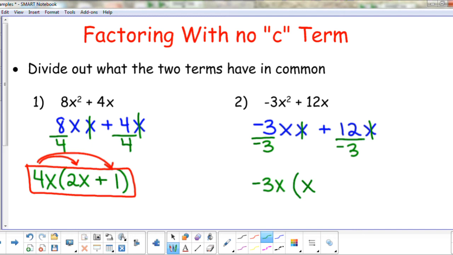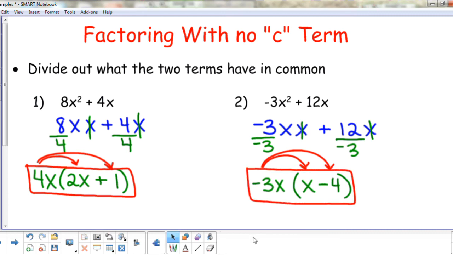So you can either write it as 1x or just as x. It's the same thing. And then 12 divided by negative 3 is a negative 4. So minus 4. So if I would multiply that negative 3x back in, I'm going to end up with negative 3x squared plus 12x. So my simplified expression is negative 3x times x minus 4.